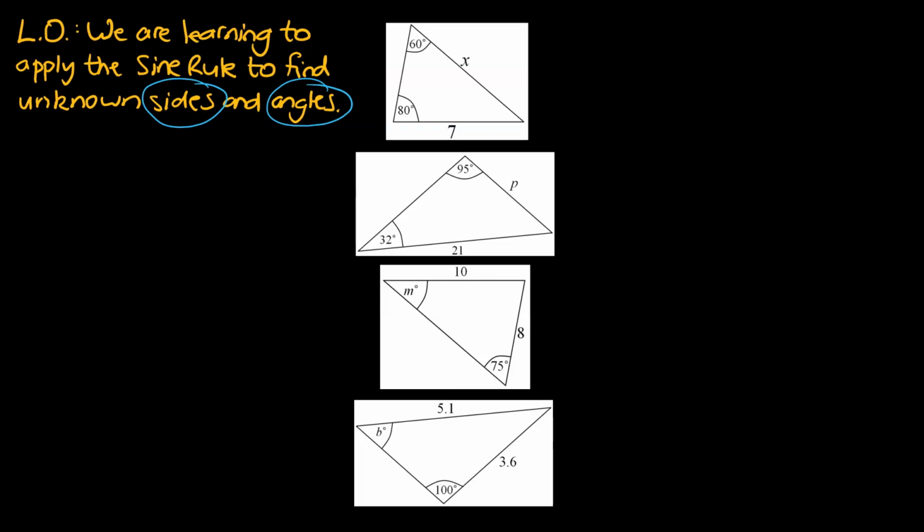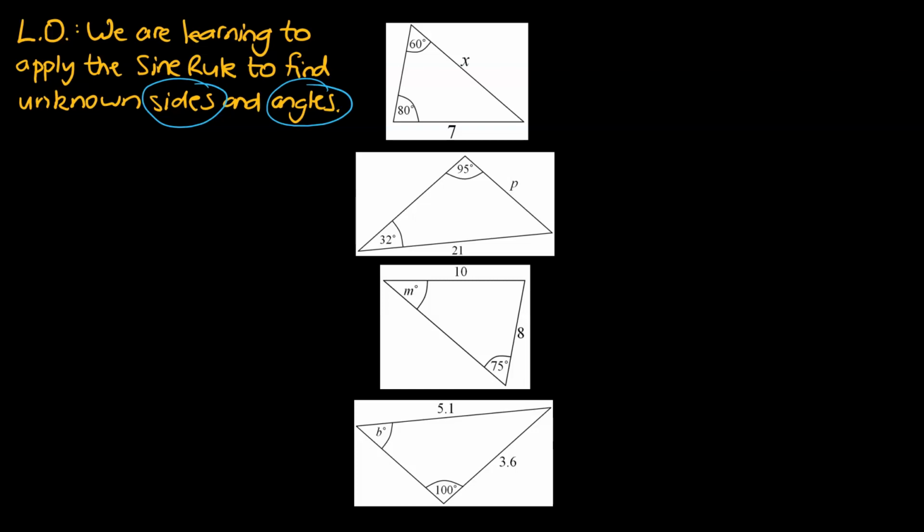Today's learning objective is in yellow. We are learning to apply the sine rule to find unknown sides and angles. And I've circled sides and angles because that's the key thing the formula does. It is a tool to help us solve problems where we have an unknown side or an unknown angle of a non-right angle triangle.